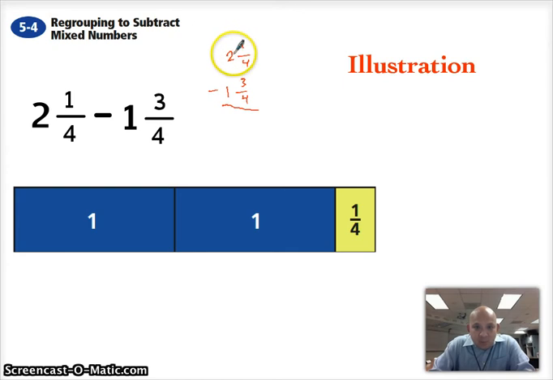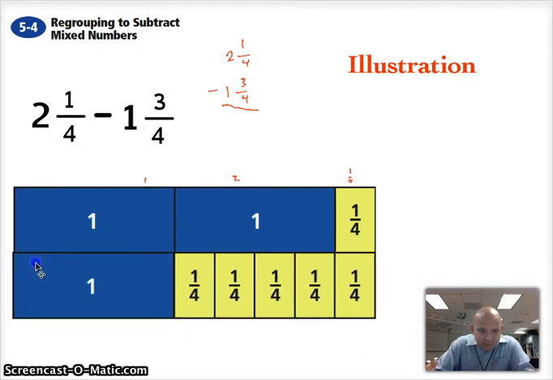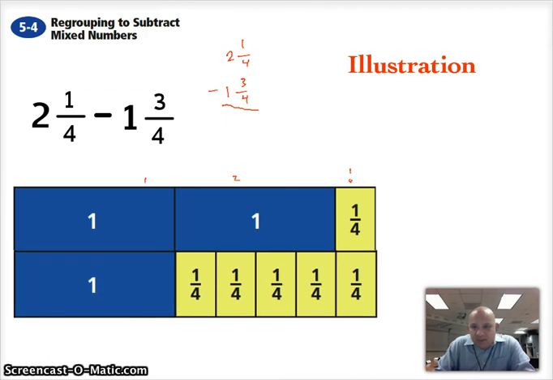I'm going to take a whole from the 2 here, and I am going to break it into fourths. Let me demonstrate what I mean by this bar here. Here I have 2 1/4. I have 1, 2, and then 1/4 here. So that's 2 1/4. What I'm going to do is take this whole and break it down into fourths. So now I want you to go ahead and draw this. These are equal. All I've done now is I've broken this whole into fourths.